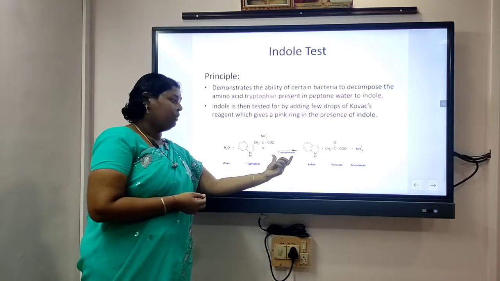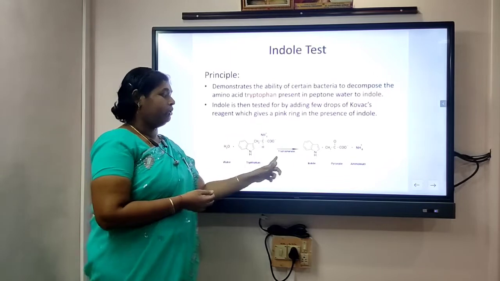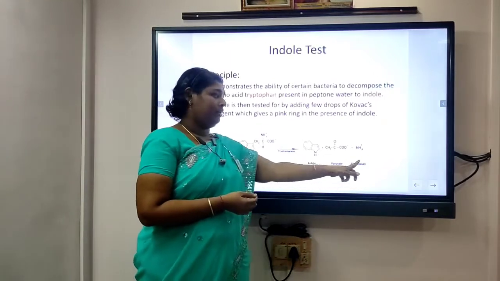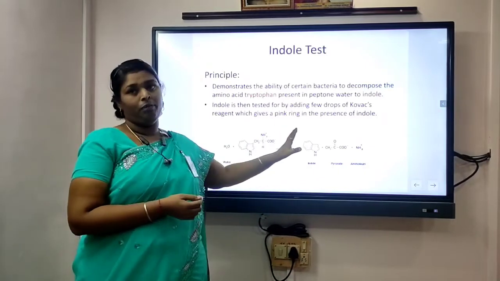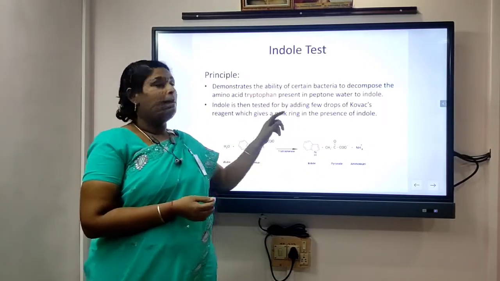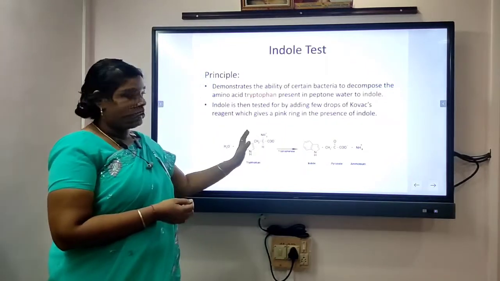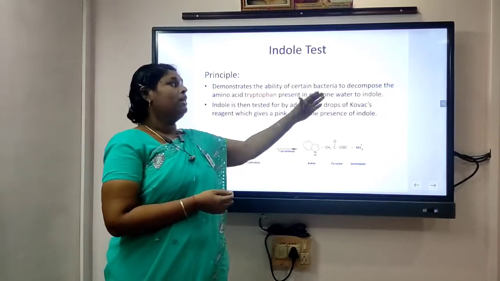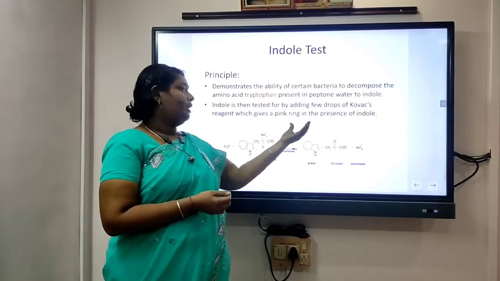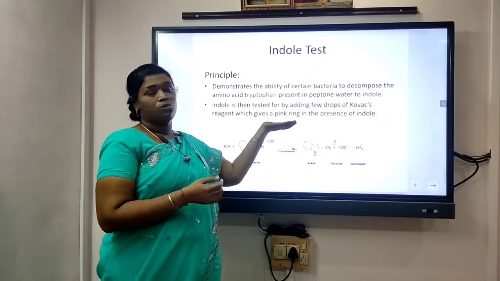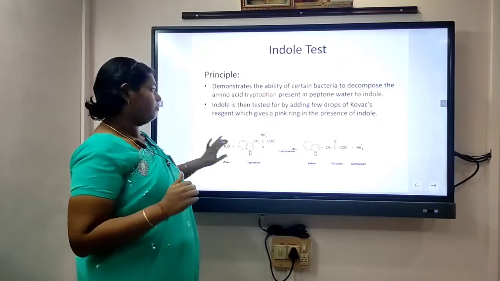When the organism produces the tryptophanase enzyme, they convert the tryptophan into indole, pyruvate and ammonium products. We can confirm the production of indole by adding a reagent called Kovacs reagent. When Kovacs reagent is added to the medium, it changes the medium color, and we can detect it by the presence of a pink color ring formation on the top of the medium.